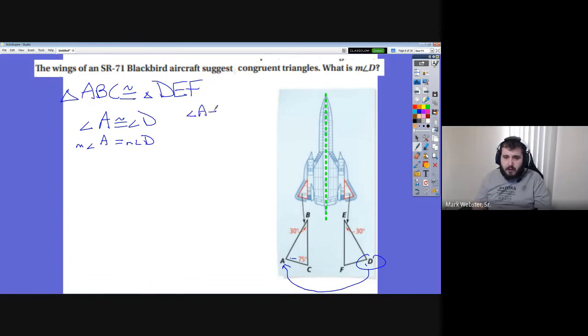Angle A plus, well, what's angle B? It's 30 degrees, right? What's angle C? 75 degrees. The measurements thereof better make 180. So let's plug everything in. Let's use the substitution property. The measure of angle A is what we're looking for, so we can get angle D.